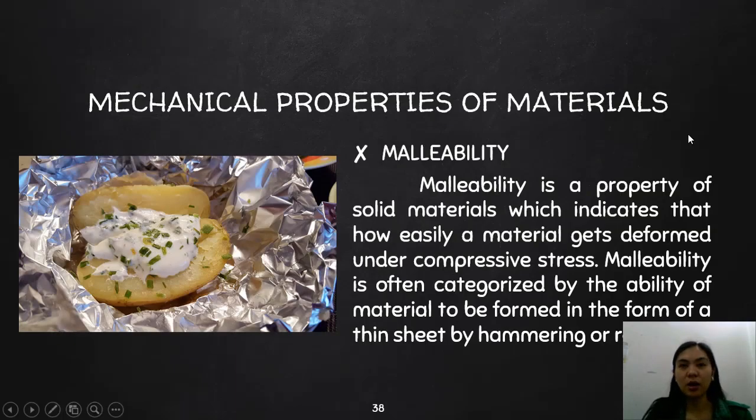So, malleability, I already introduced this during your lecture proper. Now, it's simply the ability of a material to be hammered into very thin sheets, just like your aluminum foil. But here's kumbaga ito yung definition niya in terms of materials. Malleability is a property of solid materials which indicates how easily a material gets deformed under compressive stresses.